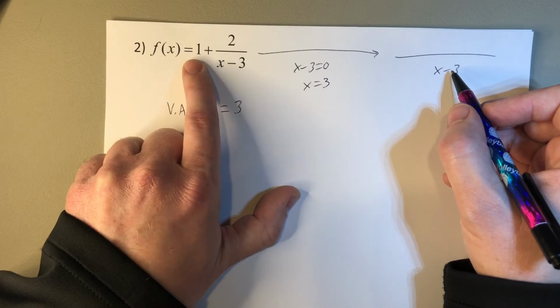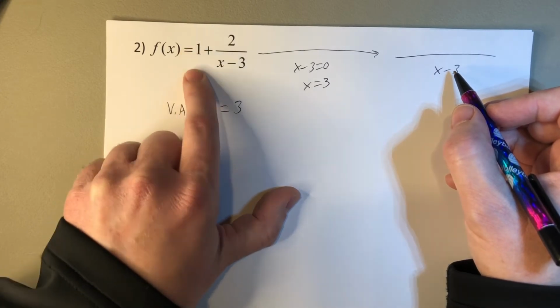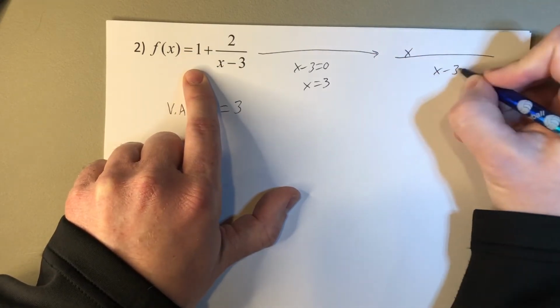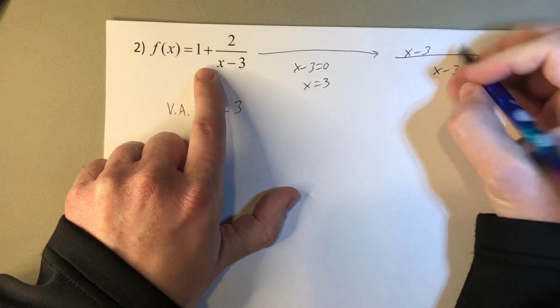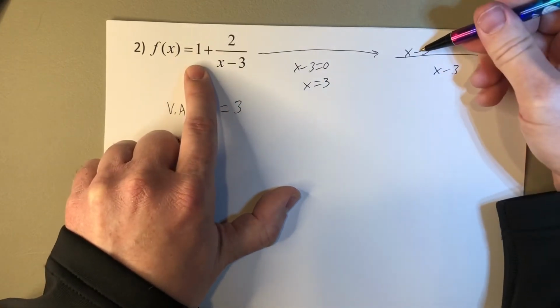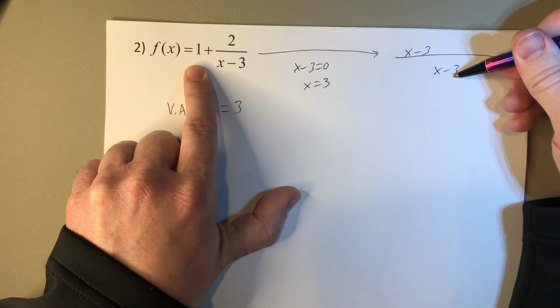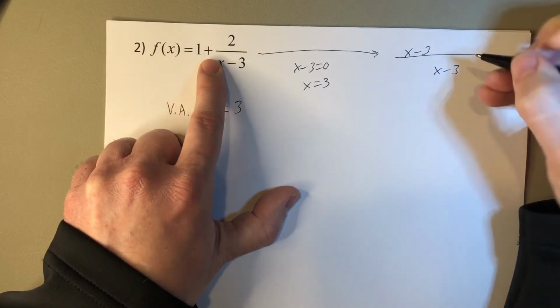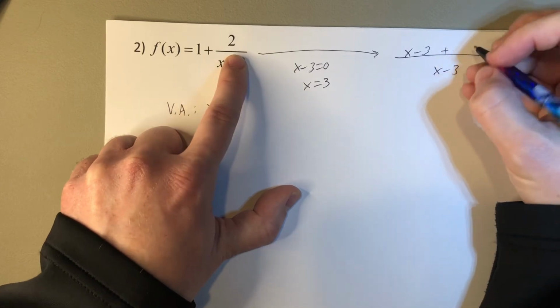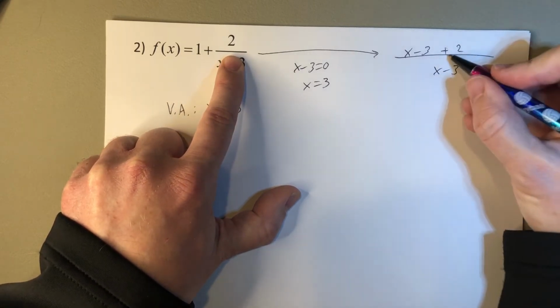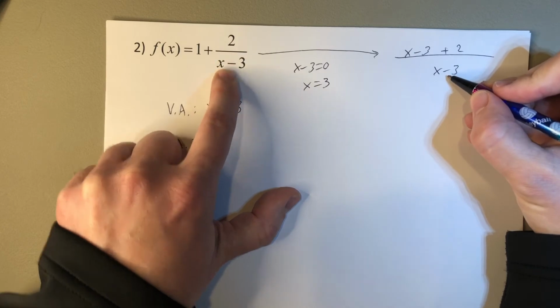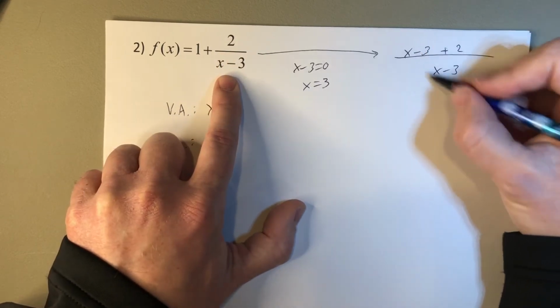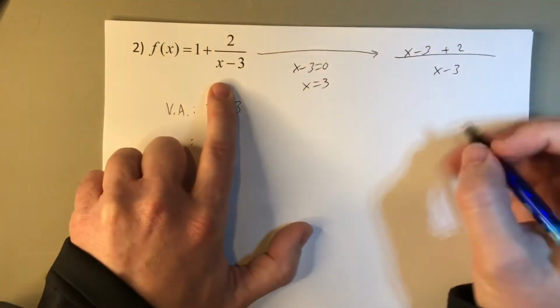Well, 1 would be the same as x minus 3 over x minus 3, right? So there's my common denominator already in place. So I'm going to change 1, just this 1, to x minus 3 over x minus 3. When you reduce this, you get this 1. Then I'm going to put a plus, and then I'm going to put a 2. Plus 2 over x minus 3. There it is. This means exactly the same thing as what was given to us.